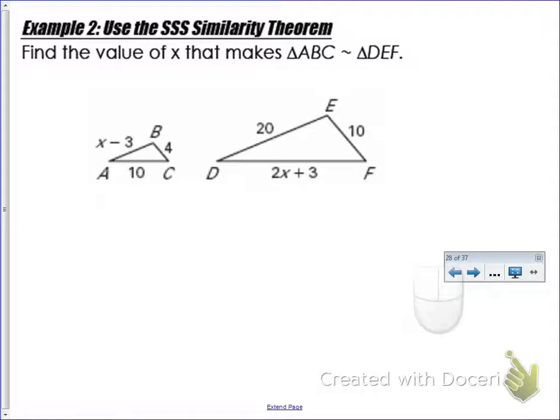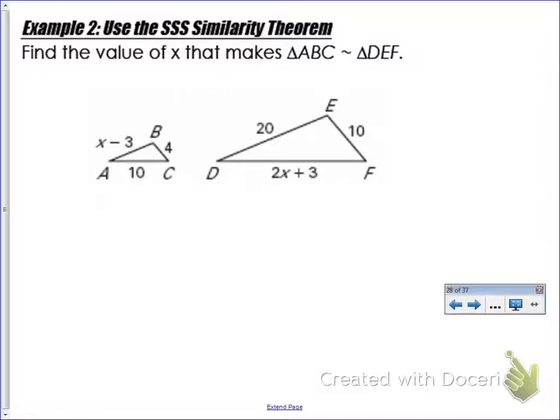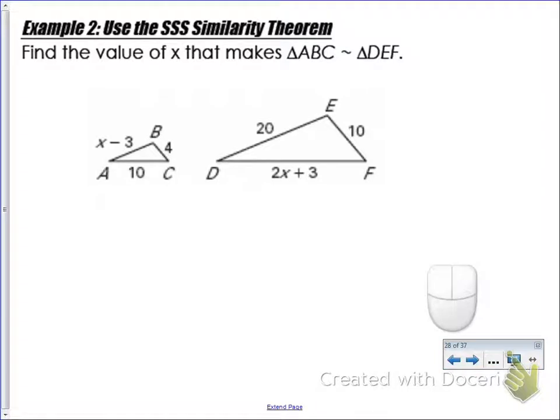All right, for example 2, we want to find out what value of x makes triangle ABC similar to triangle DEF. In order for these to be similar, the statement of proportionality is going to have to work out. So let's start by writing the statement of proportionality. ABC is similar to DEF.